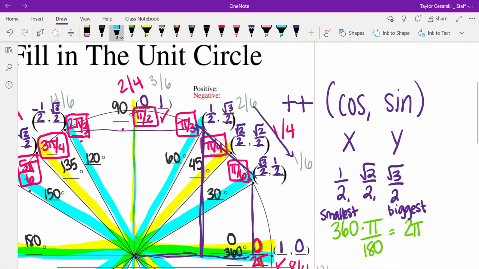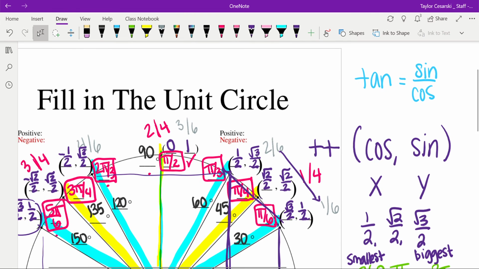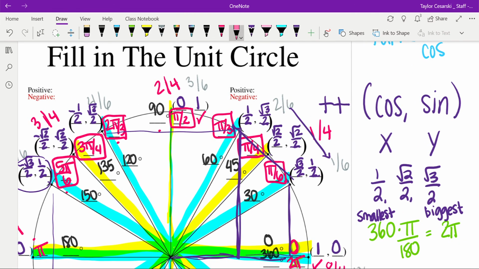Now one thing we need to note, we haven't talked yet about tangent. Tangent is sine over cosine. We'll do algebra with this in the next section to figure out how to actually find what that is, but for now, we're just going to talk about when it is positive and when it is negative. So we know cosine is x and sine is y. In the first quadrant, we said both x and y are positive, so that means cosine is positive and sine is positive. Now, if I divide a positive number by a positive number, that's going to give me a positive number. So tangent is going to be positive as well.